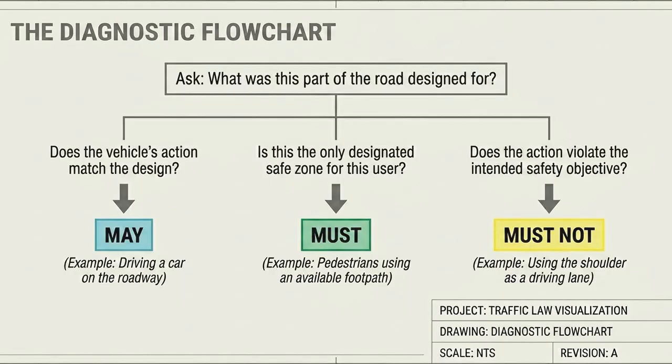Location changes everything. If you're ever unsure of a rule, just run it through this simple diagnostic flowchart. Just ask, what was this part of the road designed for? If an action matches the design, like driving a car on the roadway, it's a may. If it's the only designated safe zone for a user, like a pedestrian using an available footpath, it's a must. And if the action completely violates the intended safety objective, like using the shoulder as a passing lane, it's a must not. It's wonderfully logical when you break it down like this.